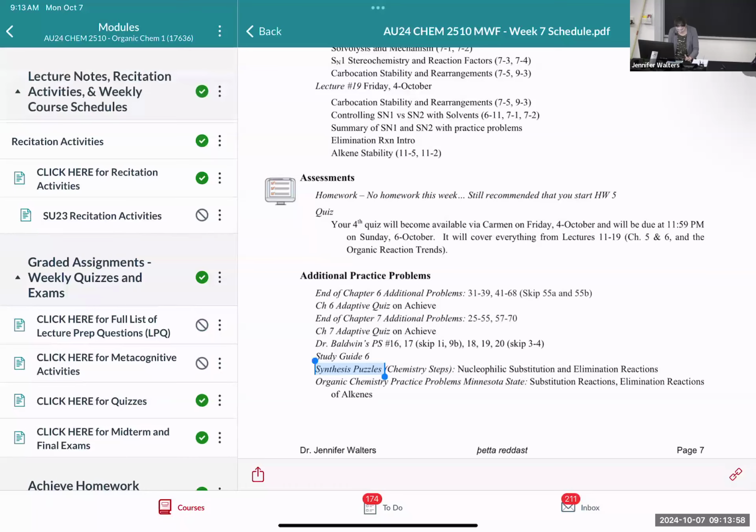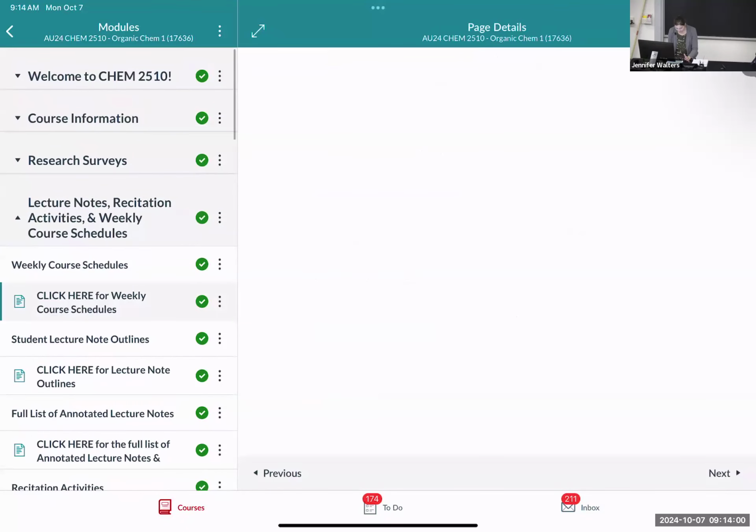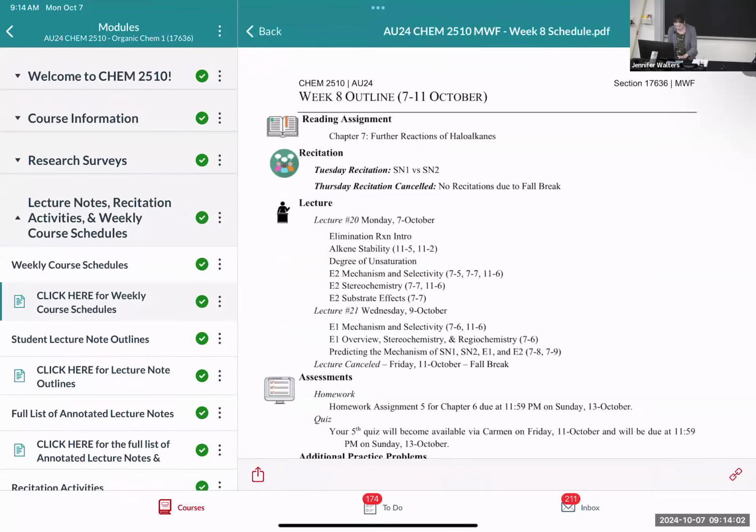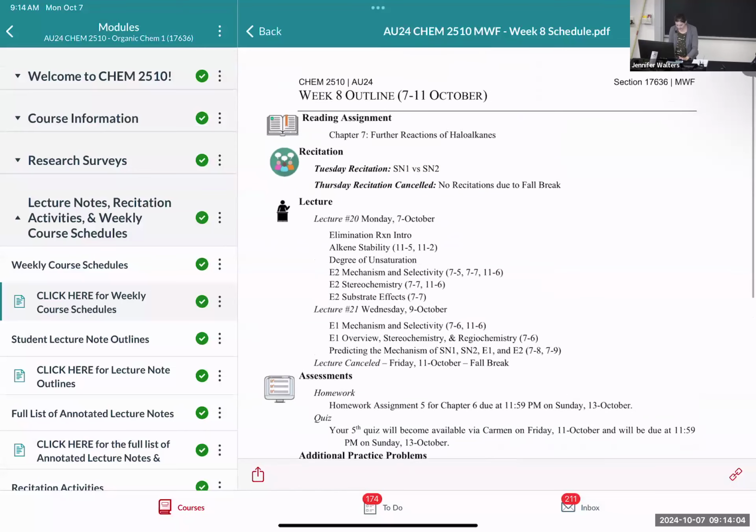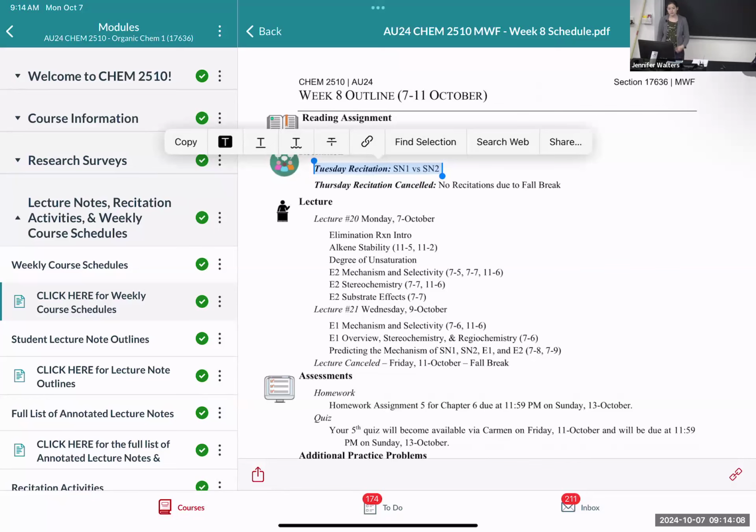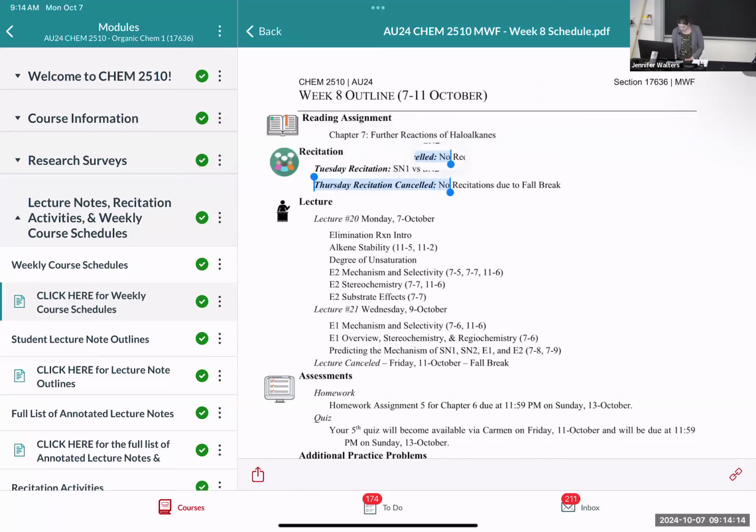Looking at our current week, we can see that the Tuesday recitation, so tomorrow's recitation, is going to be focusing on SN1 versus SN2, so the previous content, last week's content. Remember, Thursday recitation is canceled due to fall break. The university is closed, so there is nothing on Thursday or Friday. We also don't have class on Friday.